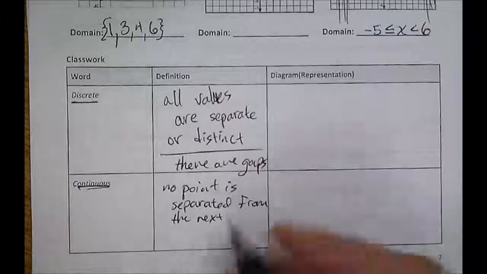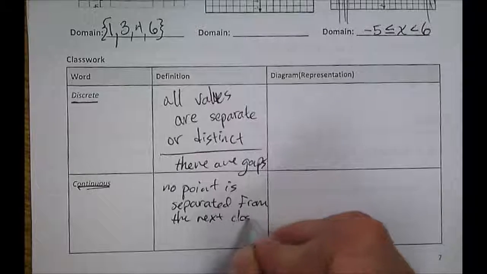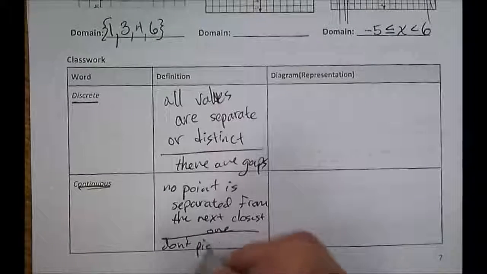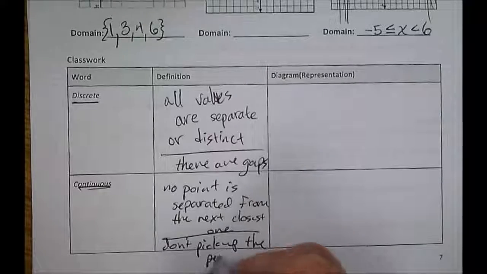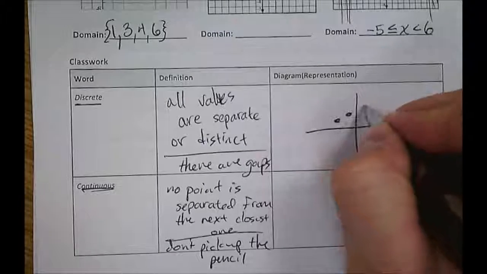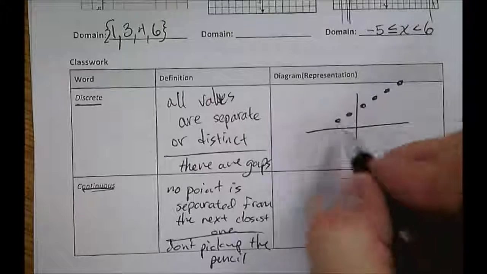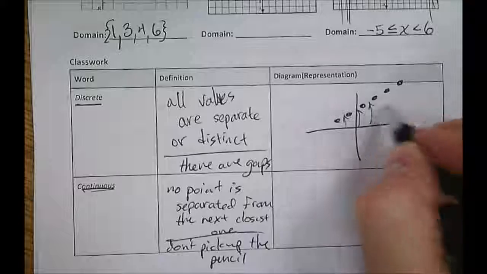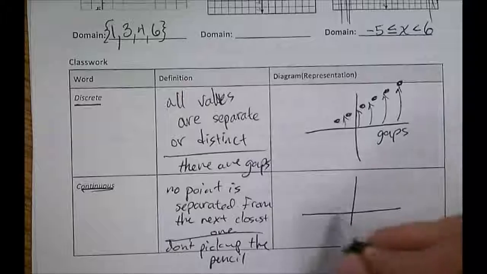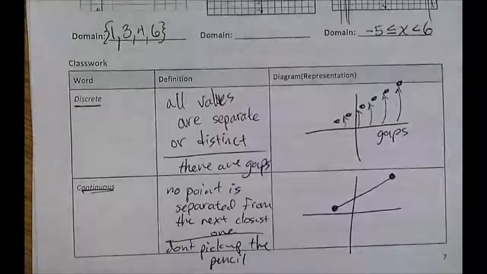There's a calculus explanation for this. Later on we can talk about it when you get there. No point is separated from the next closest one. Literally, don't pick up the pencil. For our diagram, discrete has the idea of a sequence. The points of a sequence are discrete because there's not meant to be any connecting lines. There's meant to be gaps all the way along. Continuous means that you would have the same picture, but you would have a line that connects the points.